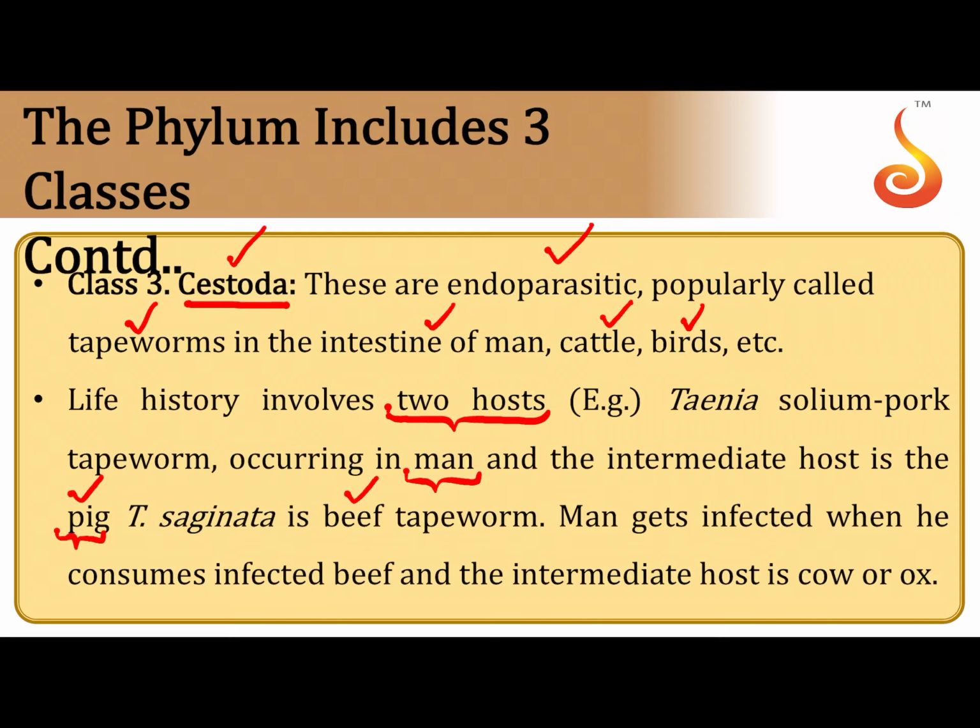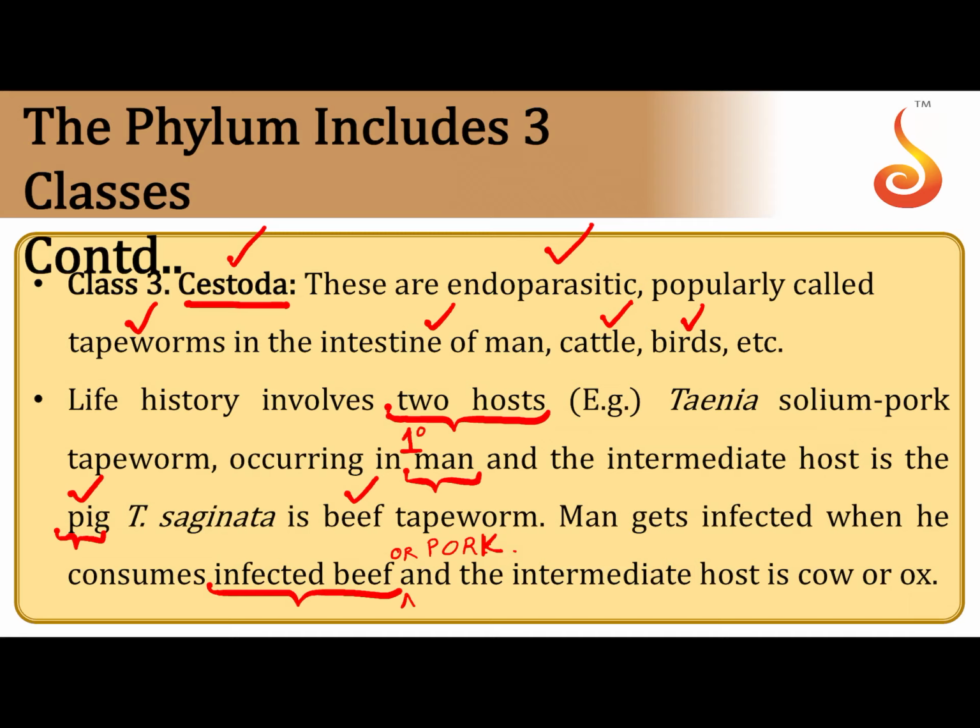If you consider the pork tapeworm, for example, when a man consumes infected beef or pork, when he does not cook it properly and consumes it, then the cysts which are present in the muscles of the pig and the cow are transmitted to the body of the human, and the human gets infected. The adult worms live in the intestine of man. That's why I used the word primary host for man.